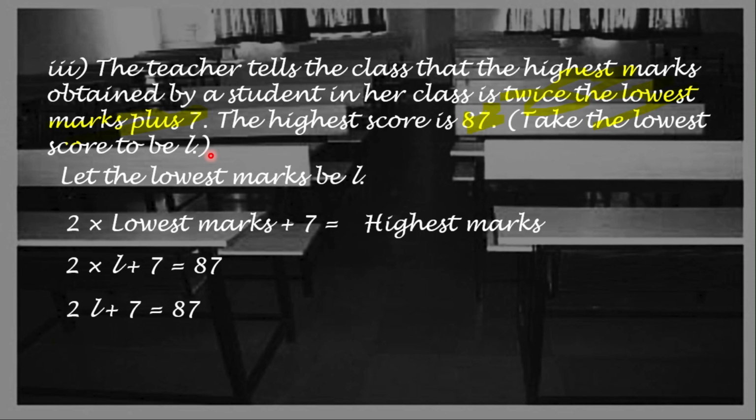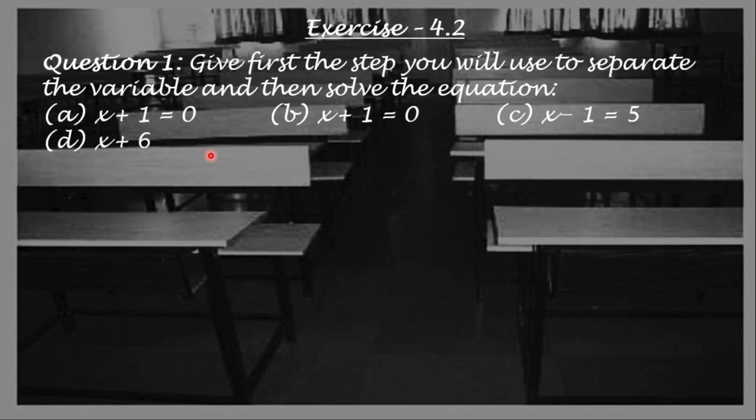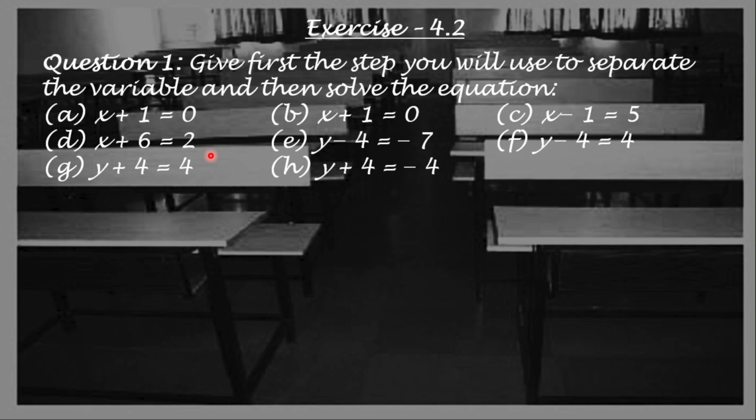Now I'm going to start exercise 4.2, in which the question is: give the first step you will use to separate the variable and then solve the equation. Here we have the following questions: x minus 1 equals 0, x plus 1 equals 0, x minus 1 equals 5, x plus 6 equals 2, y minus 4 equals minus 7, y minus 4 equals minus 4, y plus 4 equals 4, y plus 4 equals minus 4.